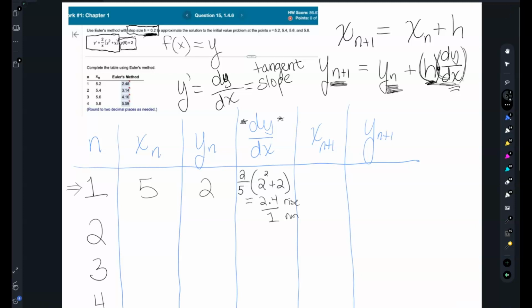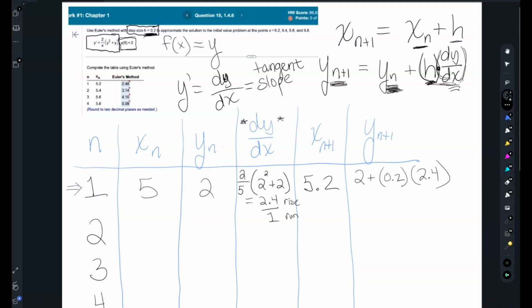X sub n plus 1, that's our next x value. If we're doing a step size of 0.2, we're going to use the old value of 5 and add 0.2, and our next value would be 5.2. The next y value is going to be the current y value of 2, plus we're going to follow the slope value of 2.4, but only for a step size of 2/10.